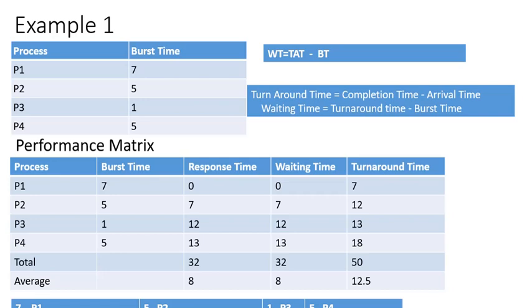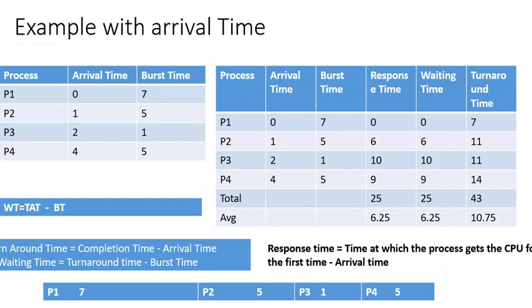And what is the turnaround time? Turnaround time is completion time minus arrival time, or waiting time plus burst time. Now waiting time plus burst time: that is 7 plus 0 is 7, 7 plus 5 is 12 for P2, for P3 12 plus 1 is 13, and for P4 13 plus 5 is 18. So the total time and the average time are also given. There are certain questions they can ask, that is response time, waiting time, turnaround time, and then one more thing is completion time, which we'll see in the next example. So these are the times that you have to calculate for this kind of example. This is another simple example, but most of the time this kind of example will be there, right?